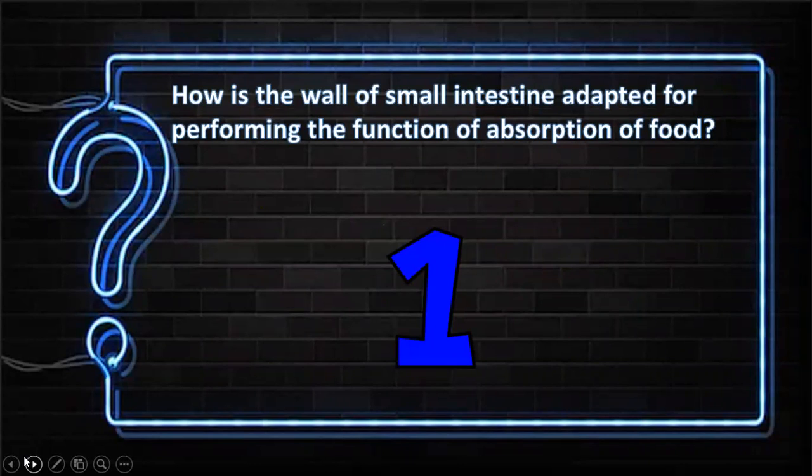How is the wall of small intestine adapted for performing the function of absorption of food? So, how is the wall of small intestine adapted? All of you know the answer, right? The wall of small intestine is adapted by the presence of certain structures known as villi, right? Those structures help in the absorption of food. Small intestine, as we have studied, is the last part where digestion takes place and the starting part of absorption. So let's check.